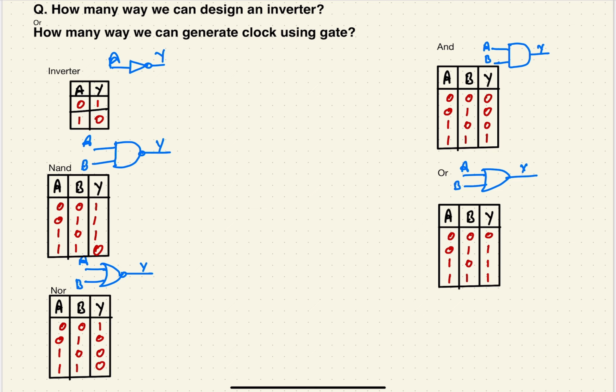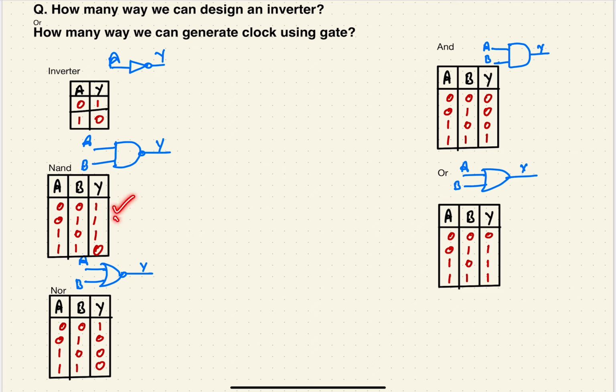So, if we talk about the functionality of the inverter, if input is 0, then output will be 1, and if input is 1, then output will be 0. This is the truth table of inverter, and this is the symbol of the inverter. So first we try with NAND gate.